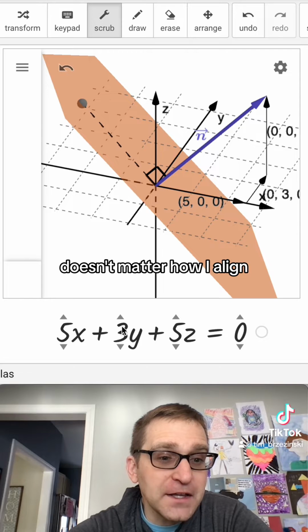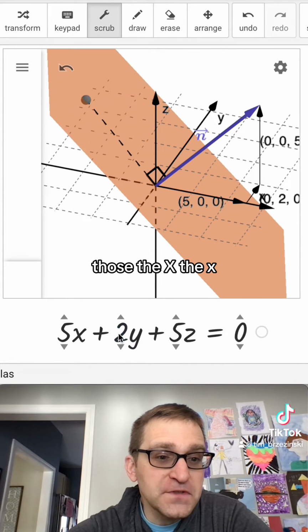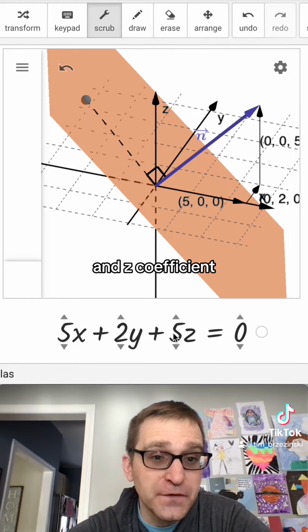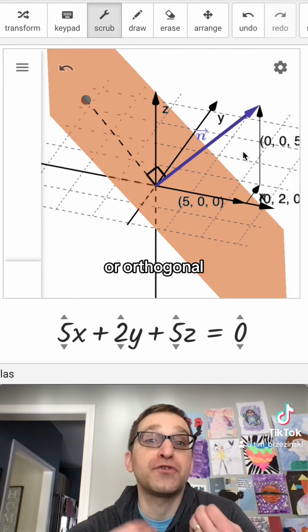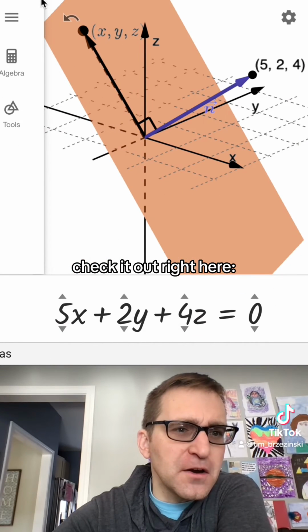Doesn't matter how I align it, doesn't matter what I make those parameters there. The x coefficient, y coefficient, and z coefficient, those coefficients will always form a vector that is normal, or orthogonal, or perpendicular to the plane itself. Check it out right here.